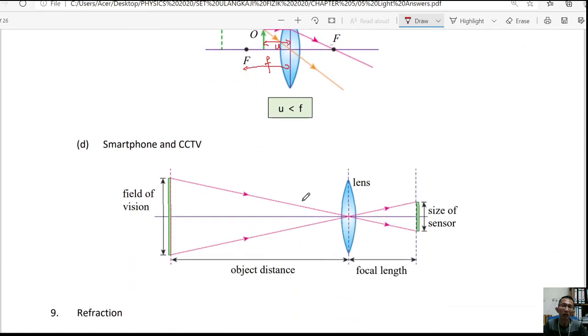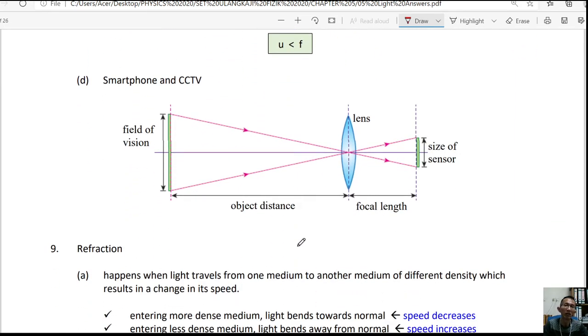Okay, next we look at smartphone and CCTV. It's just like our pinhole camera, which you don't learn in your physics. Just follow the line. If this is the head, then the head would be down here. I just follow my line here. This is the foot, so the foot must be here. So I can see that the image formed is inverted, right? It's upside down and then diminished, right? So that is for smartphone and CCTV.